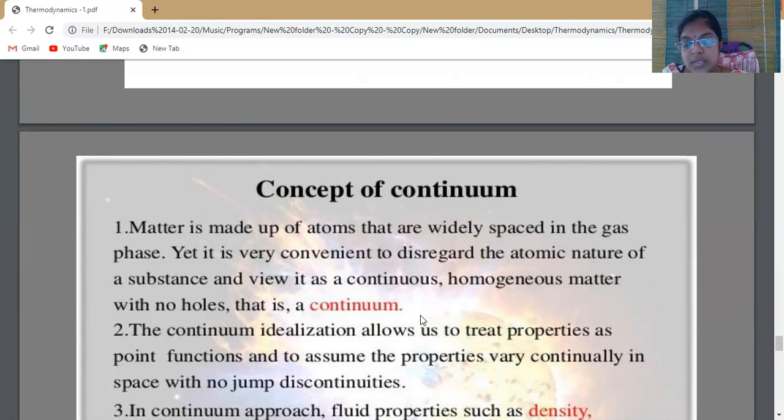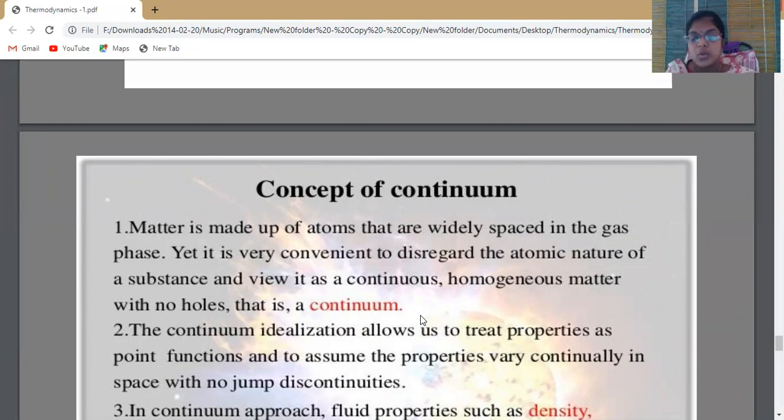So in the macroscopic approach, we consider one group of molecules, with continuous measuring. What does it mean? We are going to measure continuously, so it does not take any delay. It takes the values continuously, and no holes is nothing but no gaps in between them.